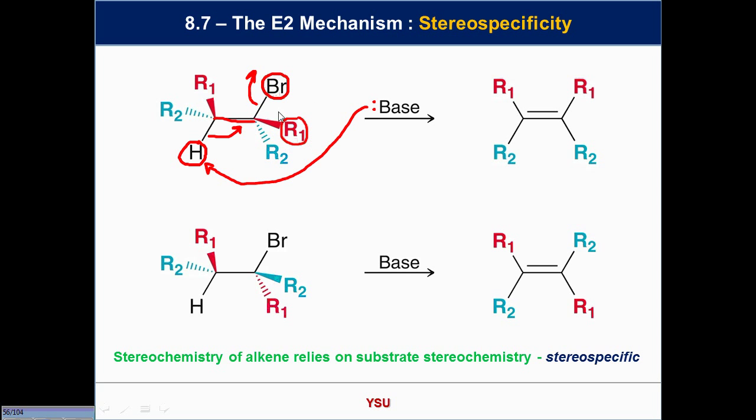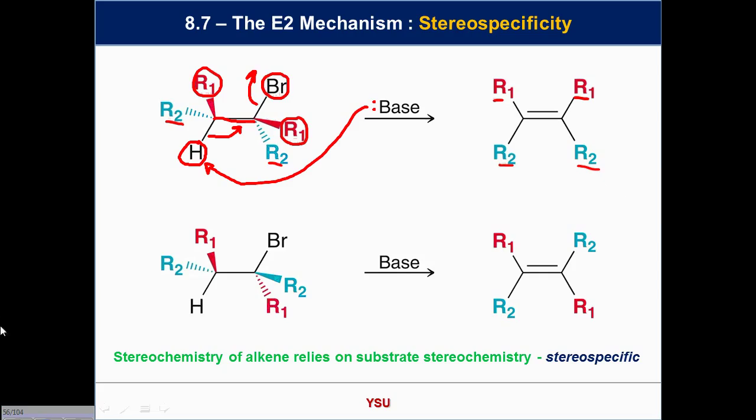Now look at this. The red R1s here are wedges. They're on the same side. If they're getting trapped in this shape in the transition state and they can't rotate anywhere, they'll be on the same side in the product. You see that? If the blue R2 groups, which are both dashes in this case, are getting trapped in that transition state, then we're going to end up with the R2 groups on the same side. So that's what stereospecificity means.